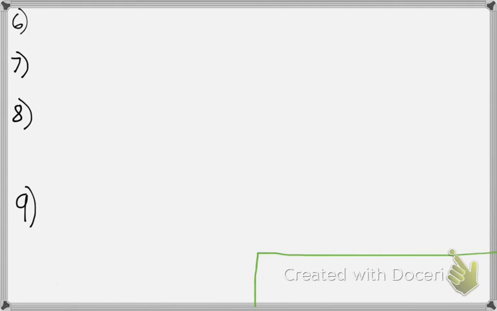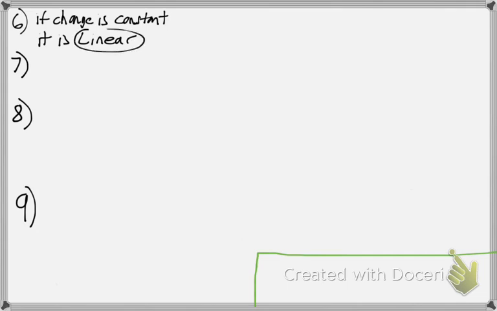So that means if the change, because df over dx is just your change, or your rate of change, is constant, then that means it is a line, or it's linear. So it is linear. So it's a linear function.